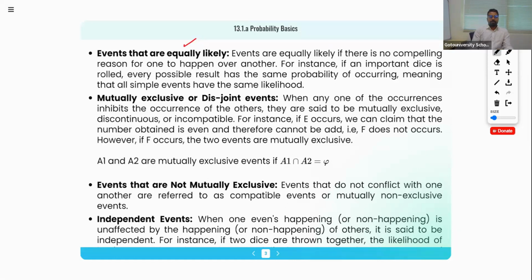What is the probability of getting a head? Just as we discussed, 1 by 2. What is the probability of getting a tail? That is also 1 by 2 in the same toss. So in this case, probability of head is equal to probability of tail, because they are equally likely. It doesn't mean that it has to be 1 by 2 only.